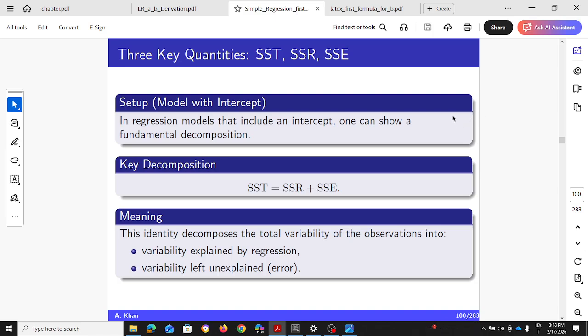So this regression line that includes this intercept, one can show it is fundamentally a decomposition of these three things. So we have these three variables now. By means of this, we can know how good our line is fitted. How much variability is explained by our regression line, and how much variability has been left out. So how much is explained and how much is unexplained.